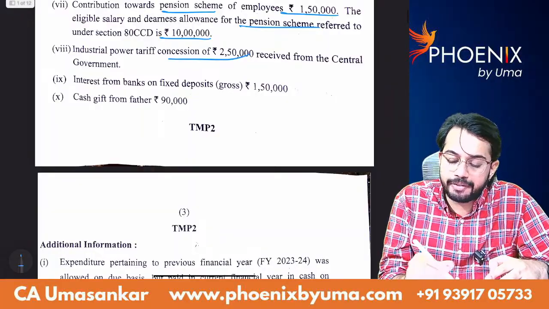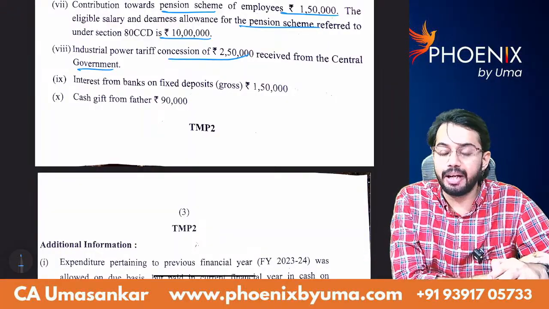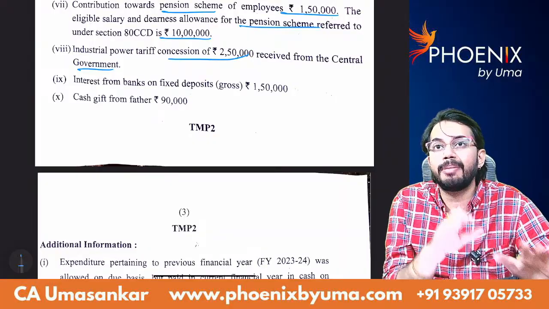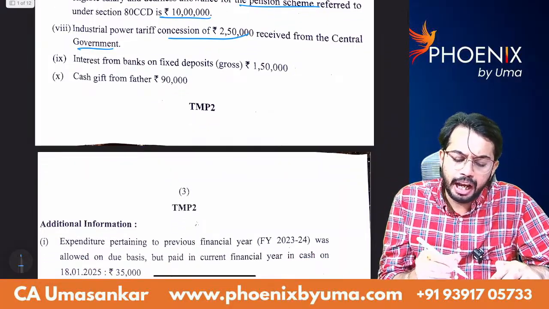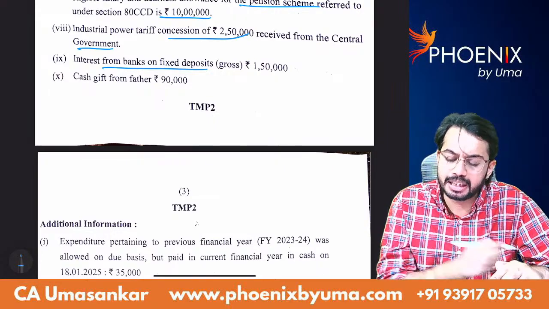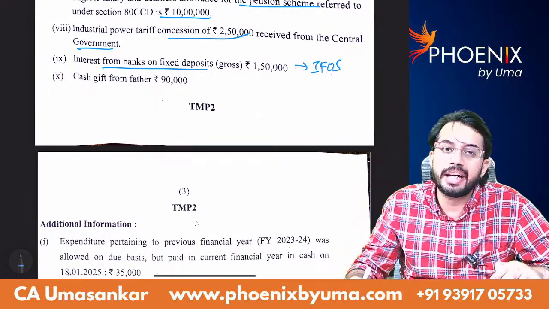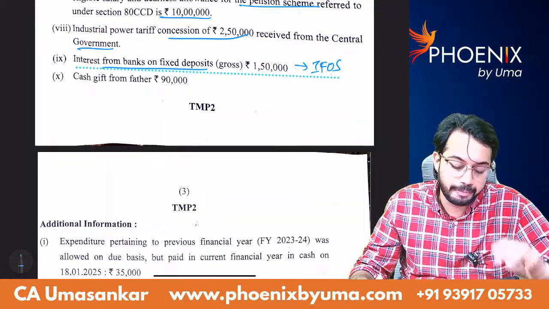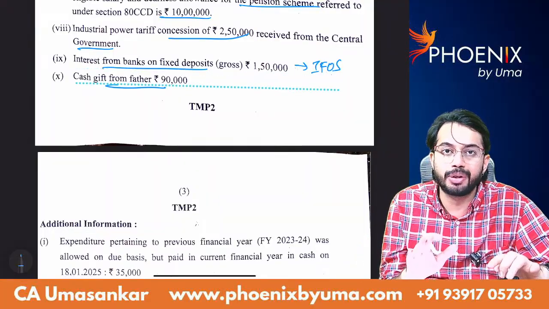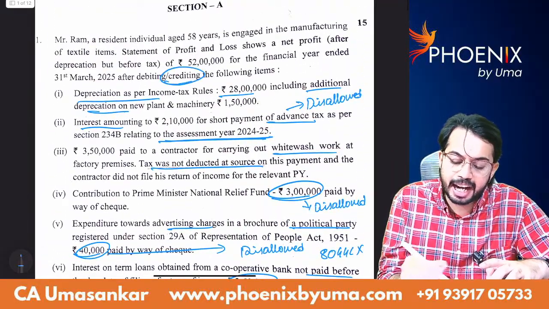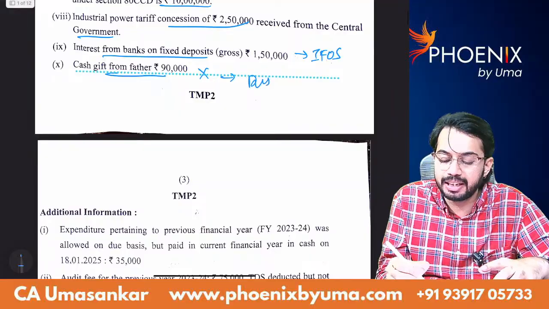Industrial power tariff concession of 2,50,000 received from central government. Okay, see, this is government grant and it is taxable under PGBP. Interest from bank fixed deposits, this is taxable under income from other sources. It should not be credited to P&L account. We will disallow it. Cash gift from father, generally gift is taxable under other sources, but here it was credited to P&L account. You should not credit to P&L account, so you will disallow it.